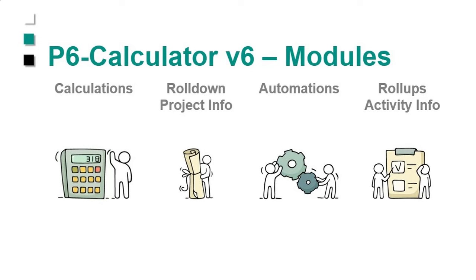Then you can take that data, roll it up, roll it down. Something that's not an easy thing to do is if you have a user-defined field down at the resource assignment level, how do you see that at the activity level? How do you see that at the WBS level? How do you see that at the project level? So that's not easy to do in P6. You need to use global changes or do some other methods. So we've automated all that. So now these fields can be very, very usable. And that's where the automations will come into play.